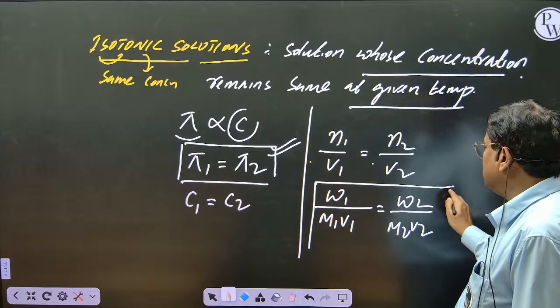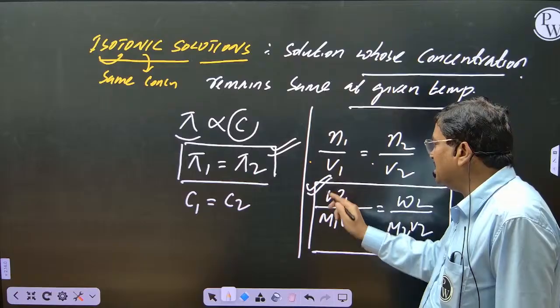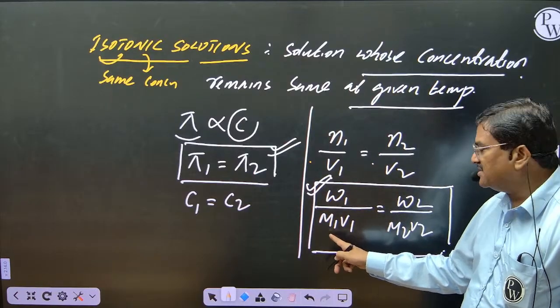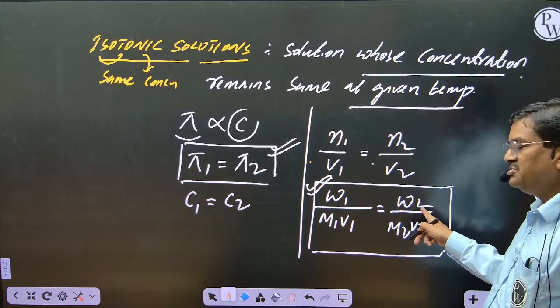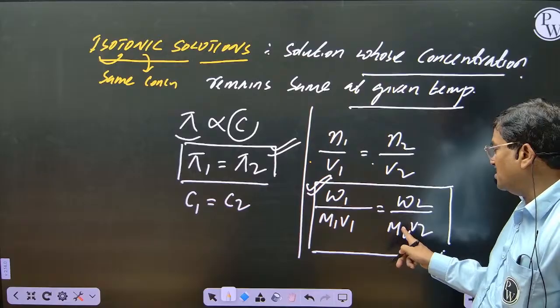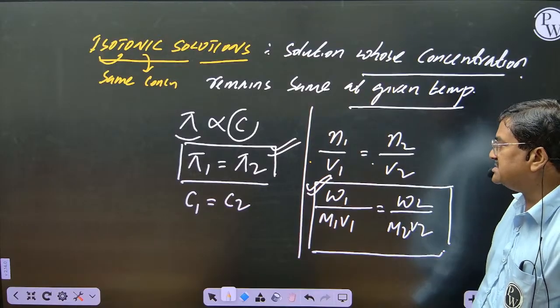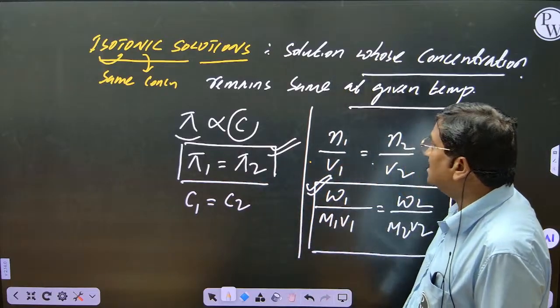In this relation, they may ask questions on isotonic. Copy this relation, where W1 is the mass of the first substance, M1 is the molar mass of the first substance, V1 is the volume of the first substance, W2 is the weight of the second substance, M2 is the molar mass of the second substance, and V2 is the volume of the second substance. Understood, Rama? All of you. This is the relation for an isotonic solution.